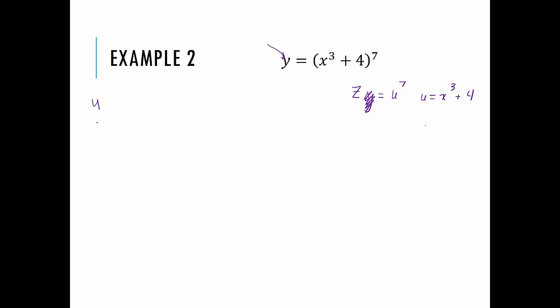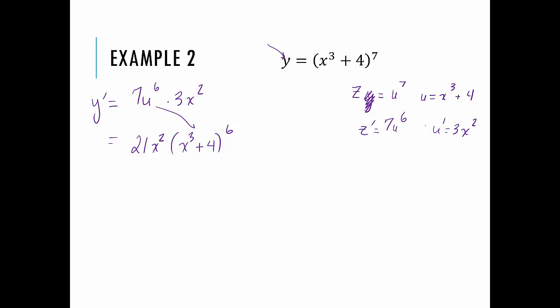The only reason why that might be confusing is because I'm going to have a y prime over here, and I don't want another one over here. Okay, so I'm doing my derivatives, so that's 7u to the 6, 3x squared. Now my y prime is going to be 7u to the 6 times 3x squared. I can multiply that: 21x squared times (x cubed plus 4) to the 6. So all I did was I went ahead and just substituted in during that step.